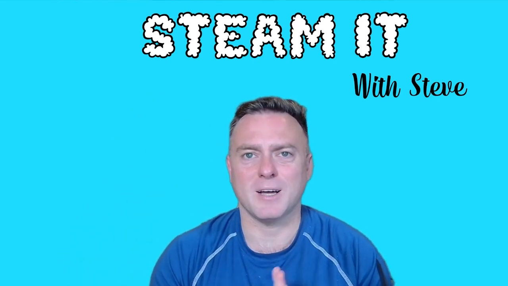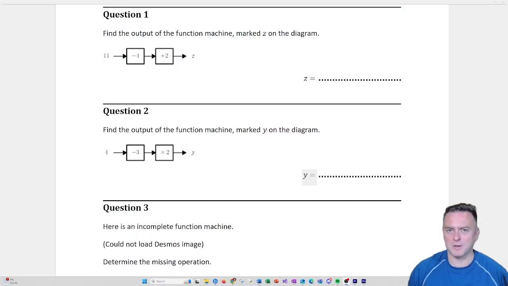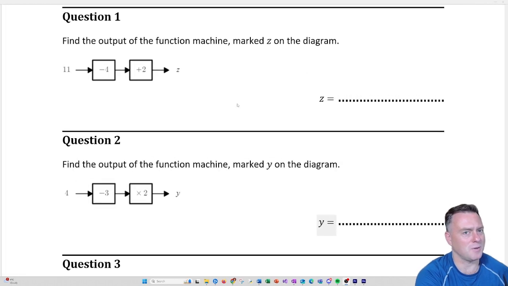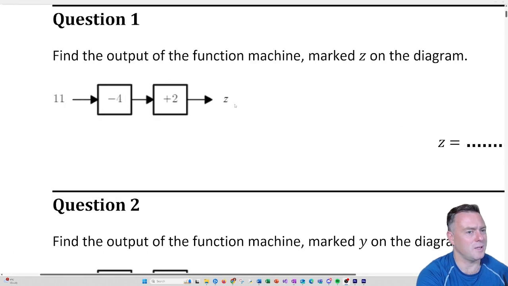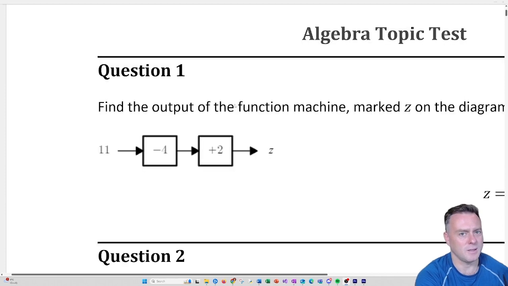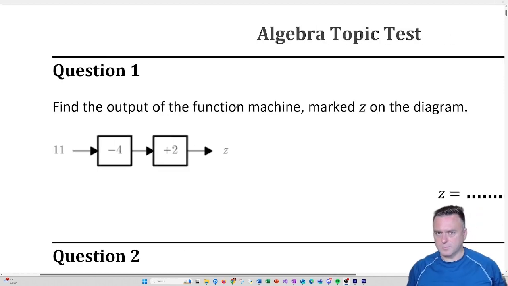Today we're going to go through an algebra topic test. So let's jump on in. The first questions are pretty much just function questions, so you're inputting a number and then just following along. Let's jump on in. I'm just going to zoom in a bit here. Cool. Here we go.